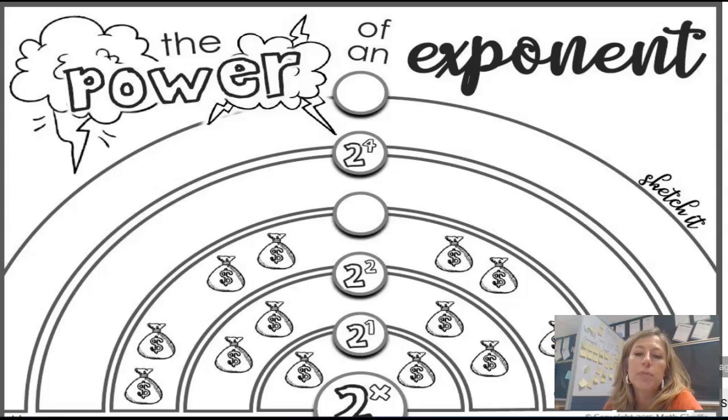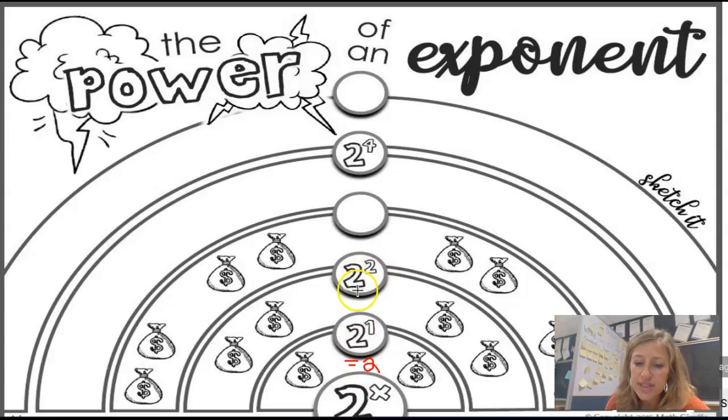All right, so this is called power of an exponent, and this picture right here is a little overwhelming. What's going on here? But these are powers of 2. So 2 to the first power is in this section here. I want you to notice this bag is going to represent a dollar. So 2 to the first power means 2 taken one time. So it's just 2. So this equals 2, and I want you to write that in there so you don't forget. We're going to start looking for a pattern here soon.